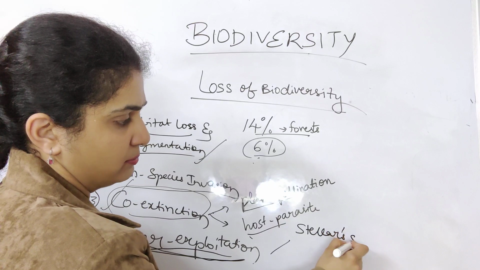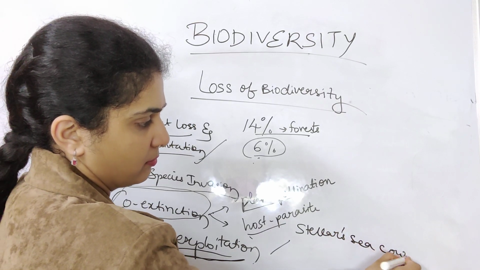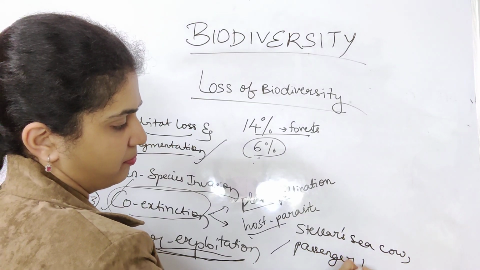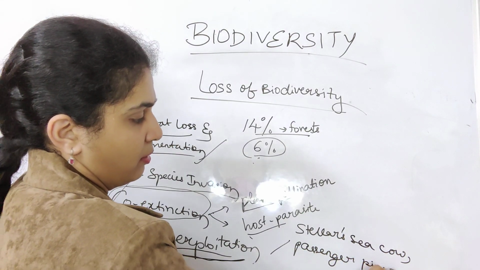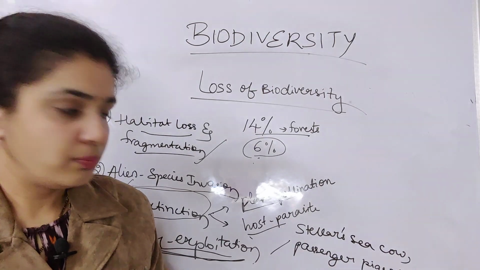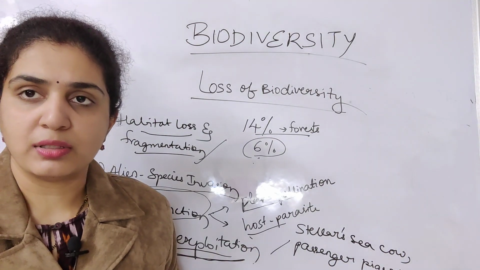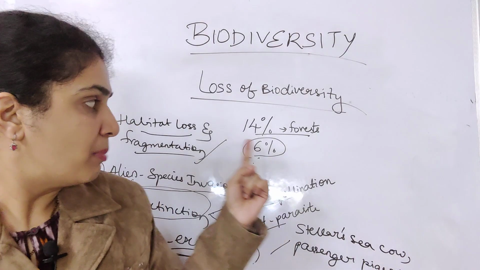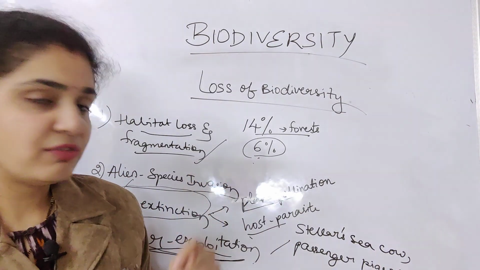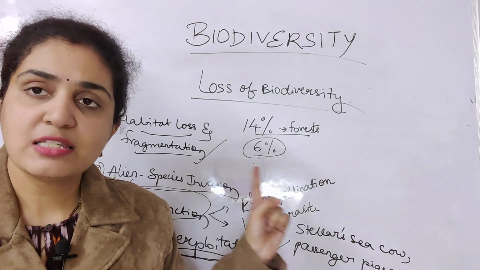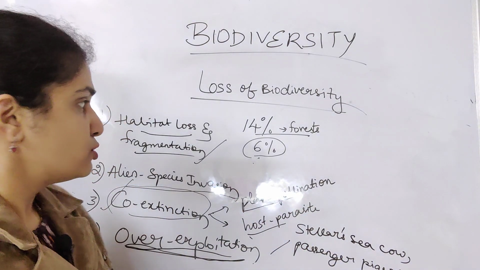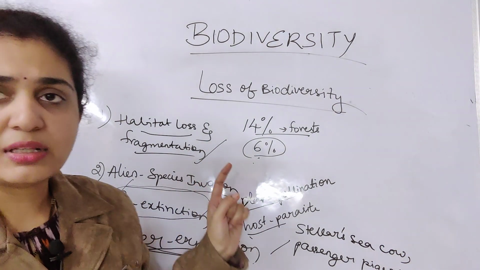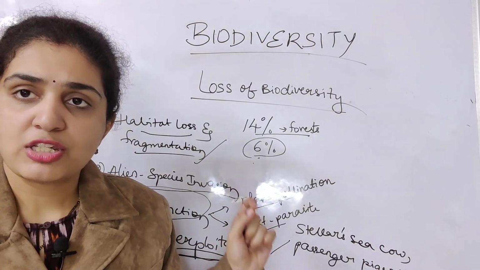Steller's sea cow and passenger pigeon got extinct due to over exploitation by humans. So this is related to over exploitation by humans. The last one we are left with is alien species invasion. Once I revise and see habitat loss, they'll ask you which is the main cause.